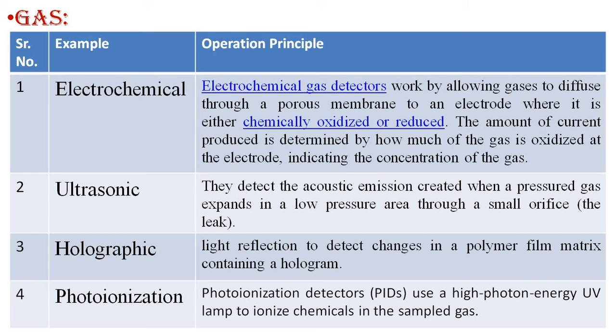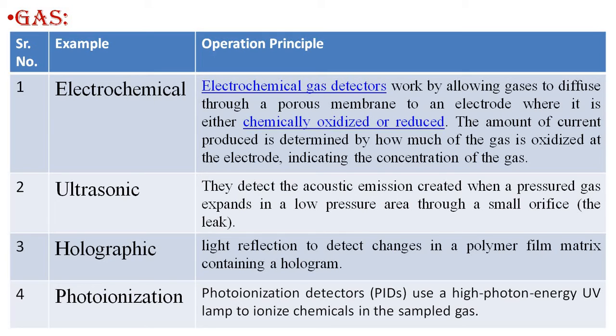So the next one is the ultrasonic. It detects the acoustic emission created when pressurized gas expands in a low pressure area through a small orifice, the leak. So ultrasonic gas sensors are used to detect the acoustic emission when some gas leaks at low pressure, when a pressurized gas expands.